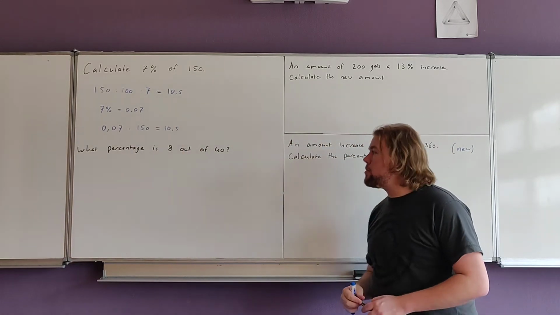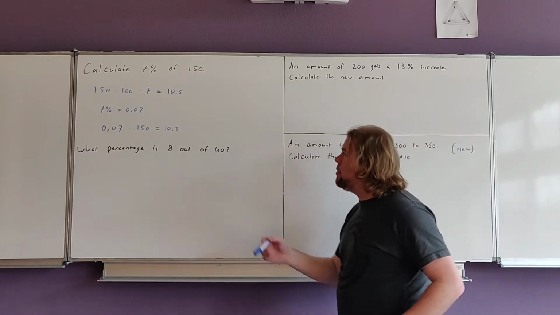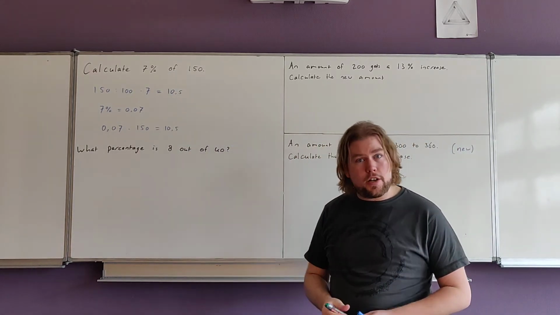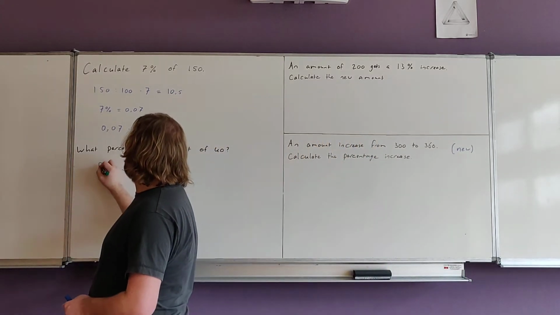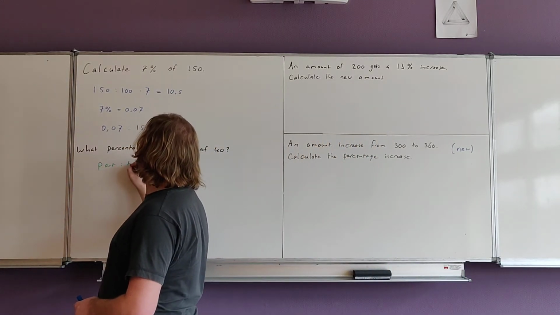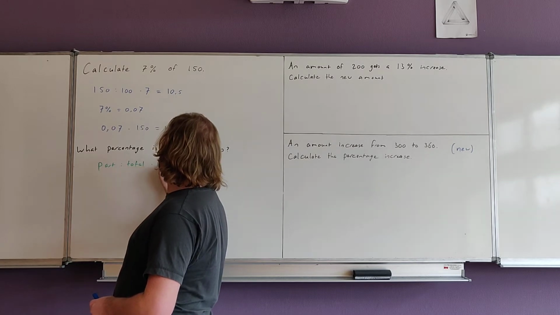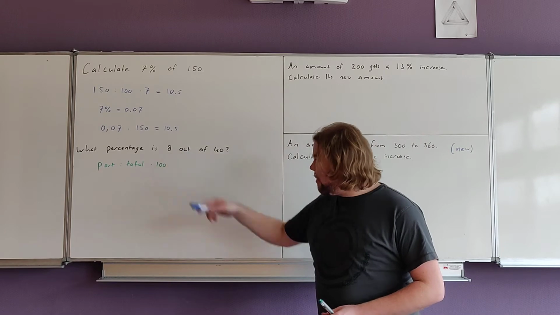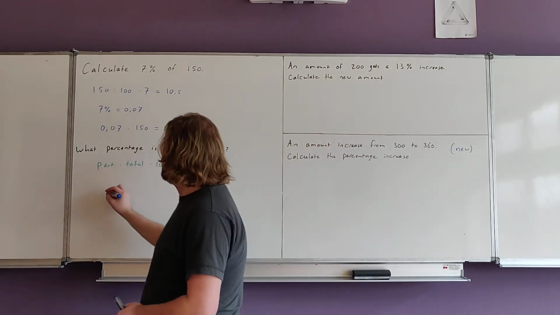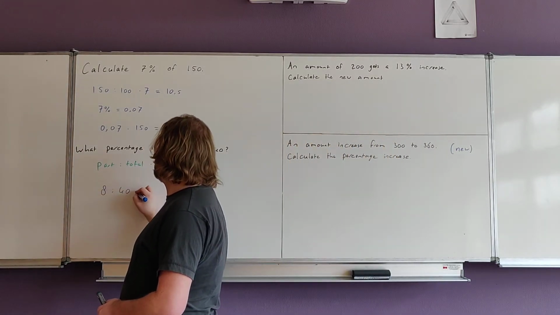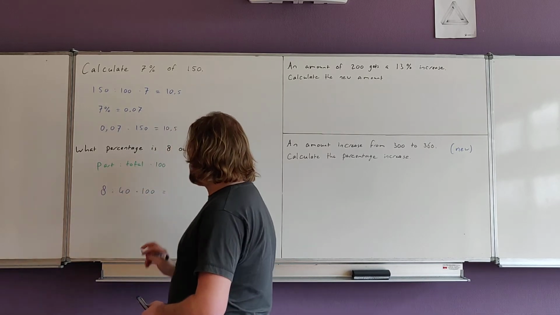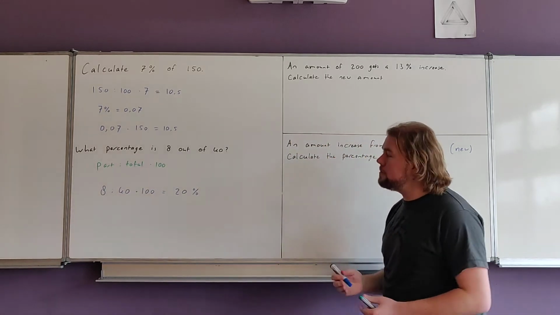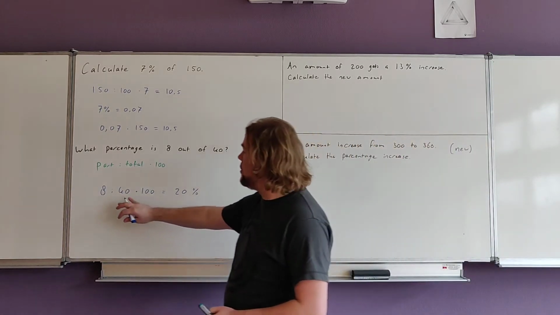Next question, what percentage is 8 out of 40? So here we knew the percentage, and now we want to know the percentage. Now there's a rule for this, so I'll write it down in a different color. And the rule is part divided by total times 100. So in this case the total is 40, the part is 8. So if you want to calculate this, you do 8 divided by 40 and then times 100. And then you get 20%. So this is the answer.